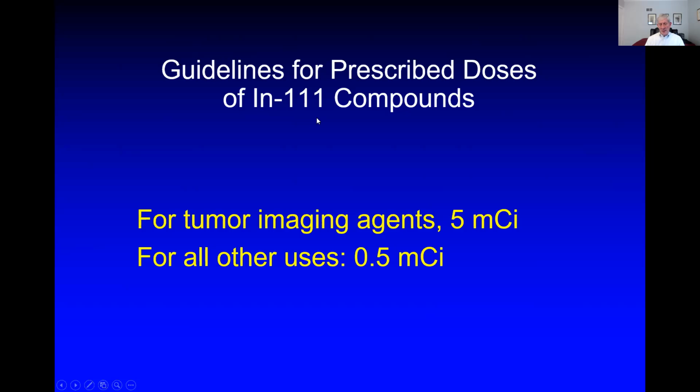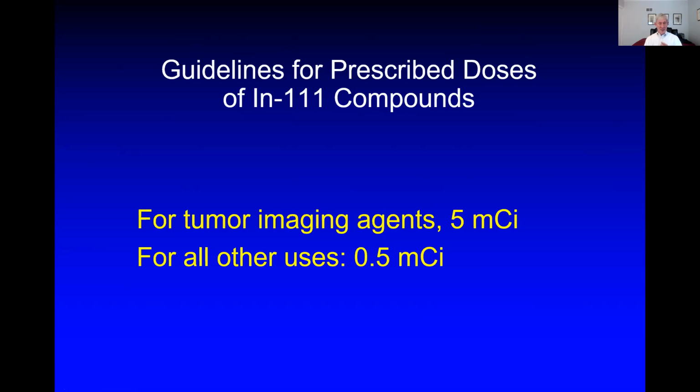First thing is indium-111. We have several indium-111 compounds. There are no exceptions to this rule. If you are imaging a tumor, let's say indium-111 Octreoscan, you're imaging a tumor, it's going to be 5 millicuries, whether it's a malignant tumor or not. If it's tumor imaging, 5 millicuries. Every other indication is 0.5. For example, indium DTPA for an intrathecal injection, 0.5. You're not looking for a tumor.